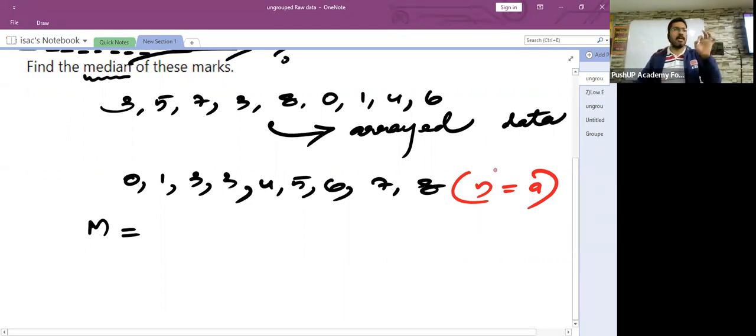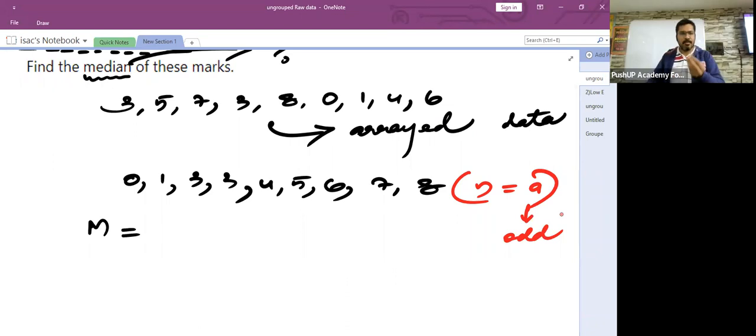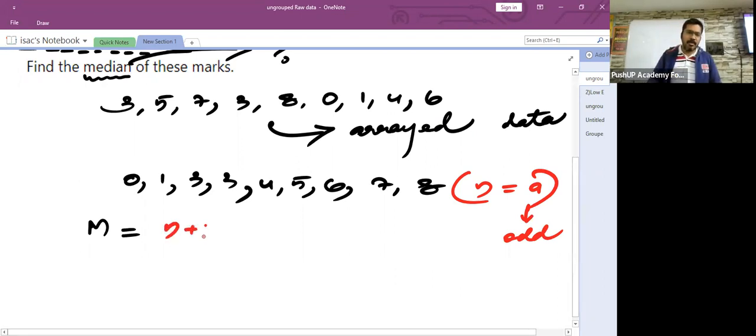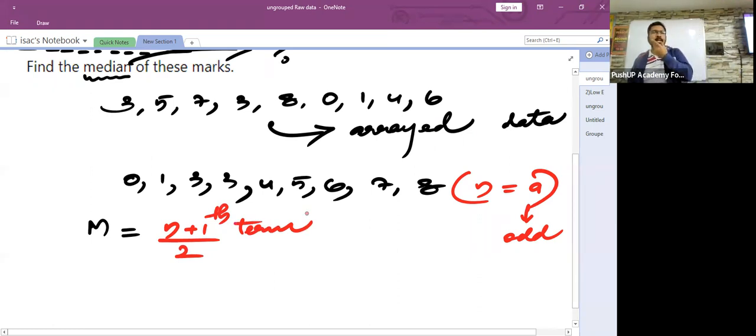Now, how will you find the median of the given data when the number of observation is odd? Can I say the number of observation is odd? Yes, 9 is an odd number, isn't it? How will you find the median value when the number of observation is odd? Very simple formula you have to learn. It is (n plus 1) divided by 2th term.